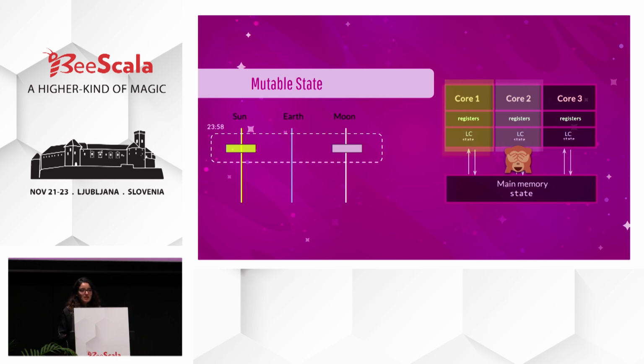But if the sun starts running first, the moon cannot see the change made by the sun. And also if the moon decided to try to change the state, it will not see the change made by the sun. So there is a visibility problem. And also, besides we get the state, we will update the state.